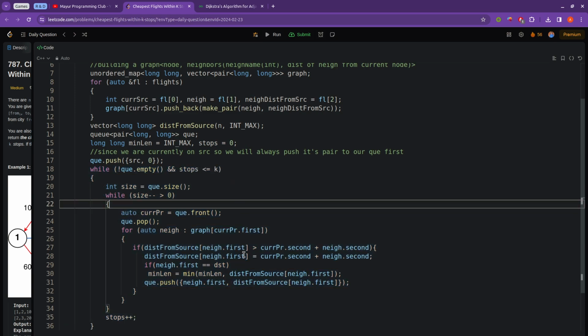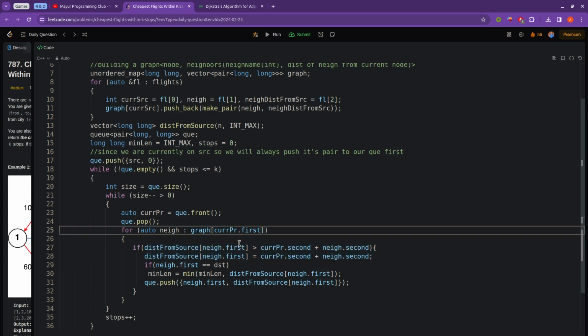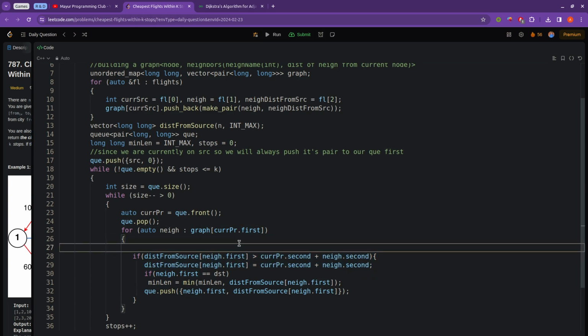You have to tell whether in at most k levels you are able to visit the destination or not. If that's the case, then you will update your minimum length here, else you will not do so. This is just a standard implementation of Dijkstra. What you are doing here is, if you are having a shorter distance of neighbor from current node, then you will be pushing the updated pair for neighbor in the queue.